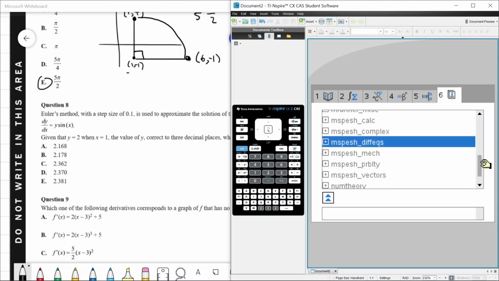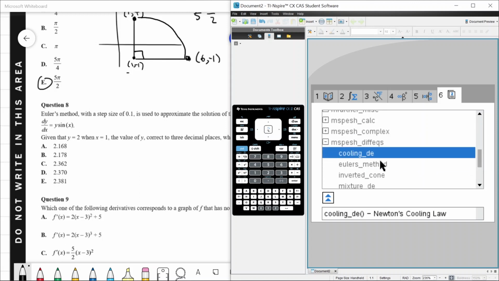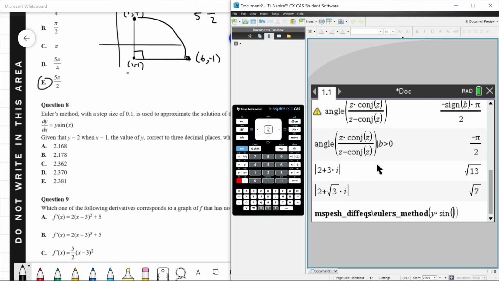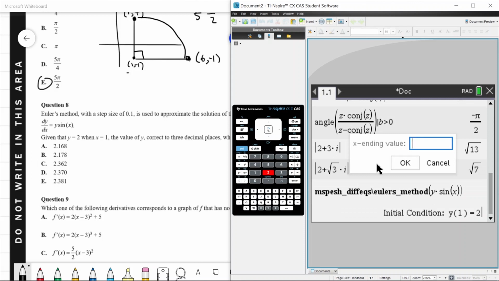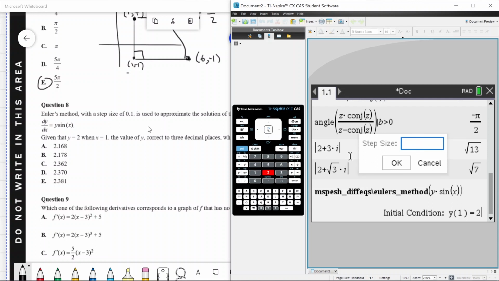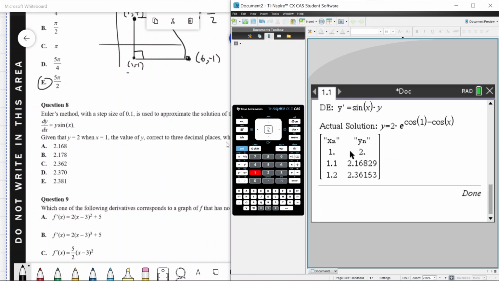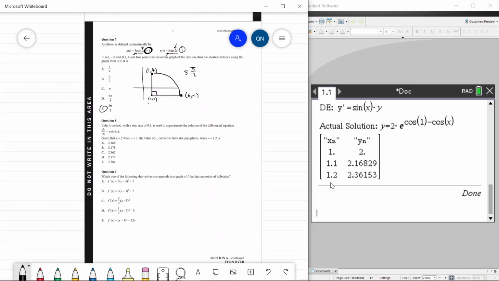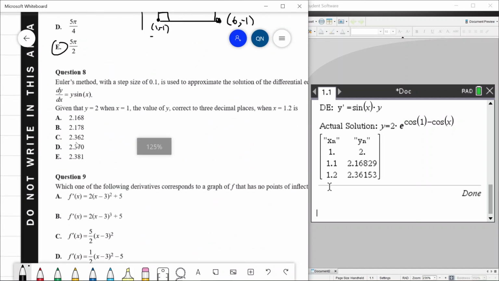So we'll go to specialist and differential equations and Euler's method. So we're going to chuck in our dy dx, which is y times sine of x. X starting value is 1, y starts at 2, x ends, I think that's like 1.2, and step size is 0.1. So when x is equal to 1.2, y is equal to 2.3615, which rounds up to 2.362. So it's option C.